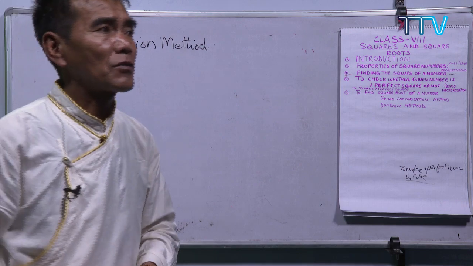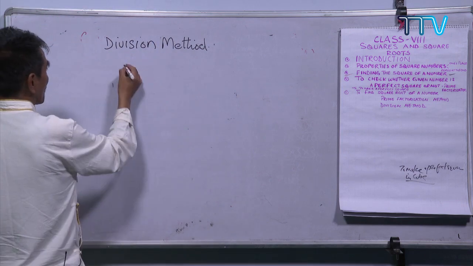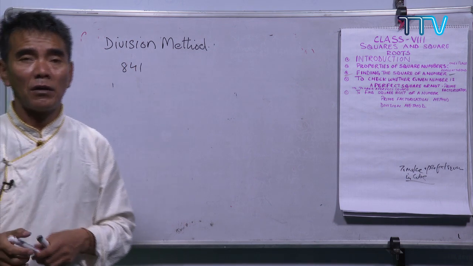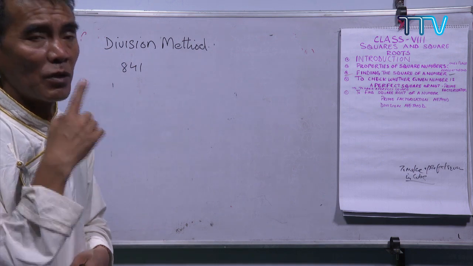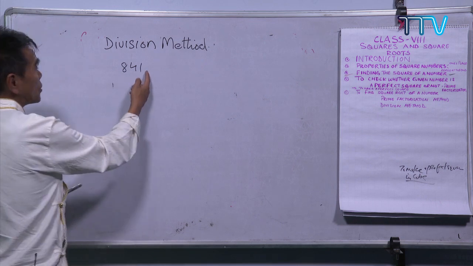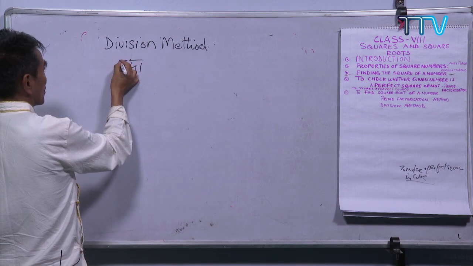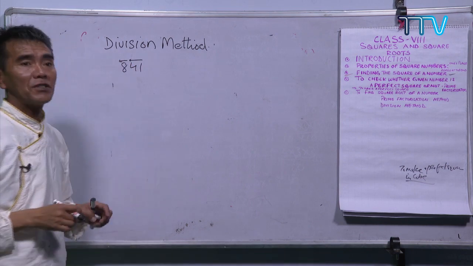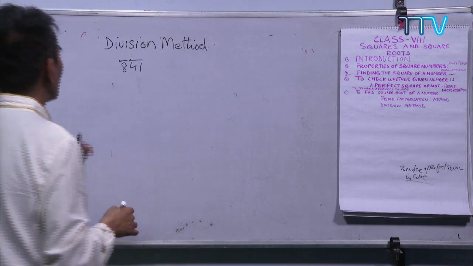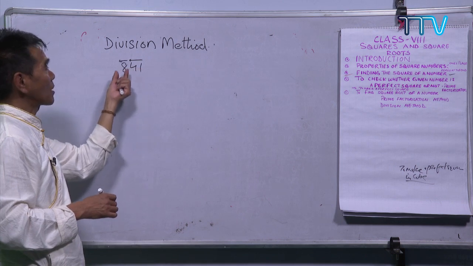In the division method for square roots, you have to understand the bar. You write the bar starting from the unit place, or from the decimal point. You draw a bar over each pair of digits, from the unit place going left.